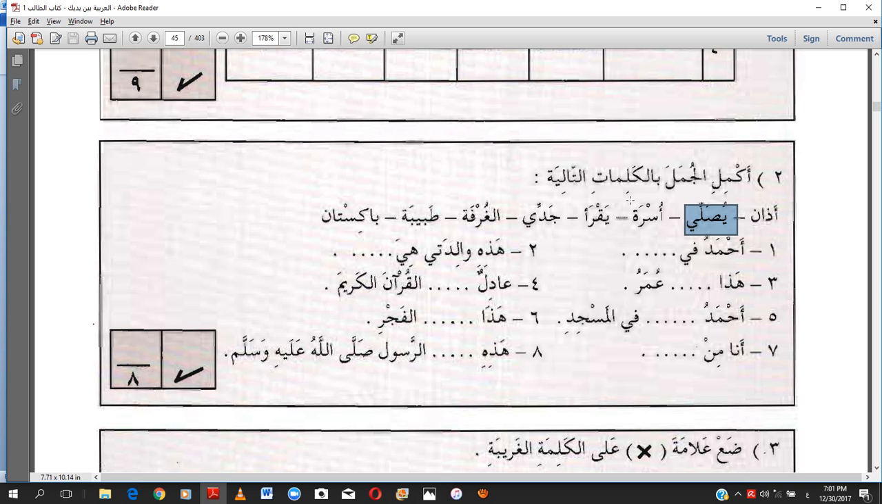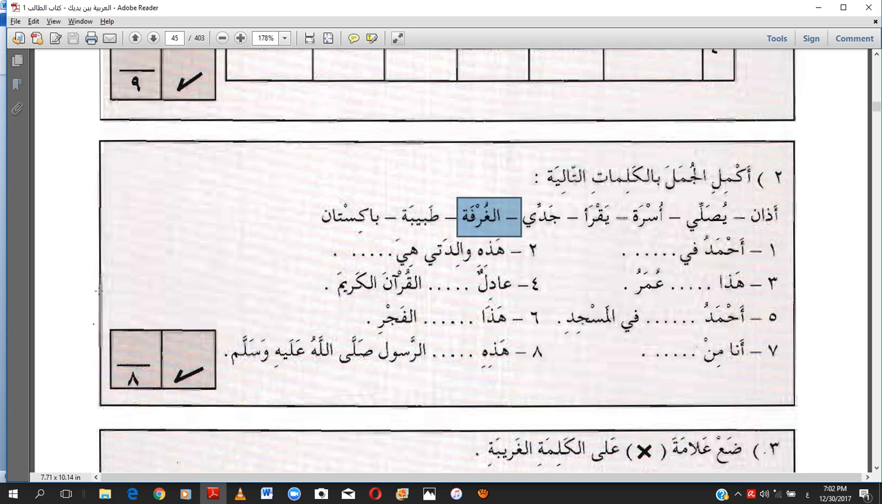Present tense verb, masculine. Usra. Yaqra. He is reading. Ahsanti. Jaddi. Al-ghurfatu. The room. Tabiba. Pakistan. Right. So we want to use these words in these sentences that they gave us. So the first one says, Ahmad fi al-ghurfa. Ahmad is in the room.